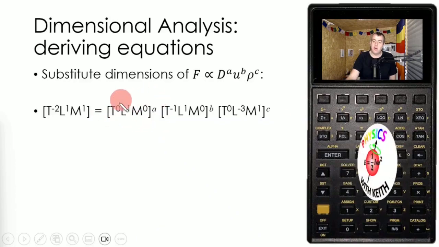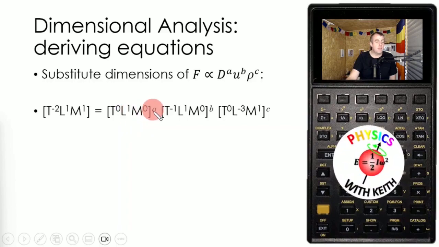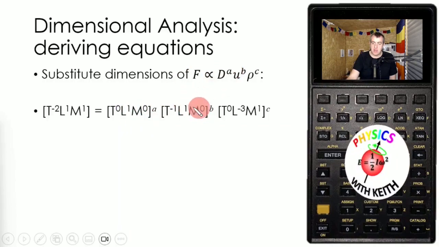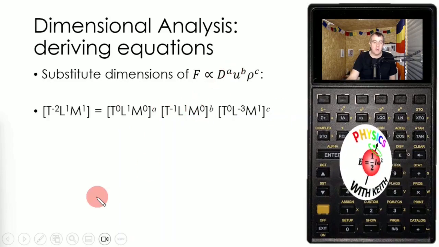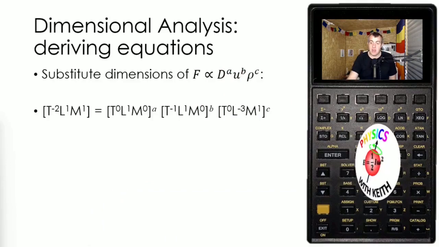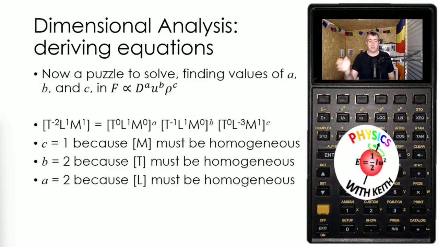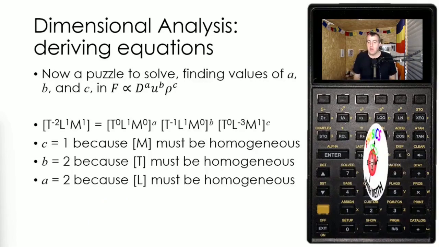This is the dimension of the diameter of the sphere, which is just L, to the power of a, because diameter to the power of a. And this is the velocity, L divided by t, to the power of b, and so on. So now what we're going to do is try to find out what a, b, and c are. It's a puzzle to solve. It's not a difficult puzzle to solve, really.